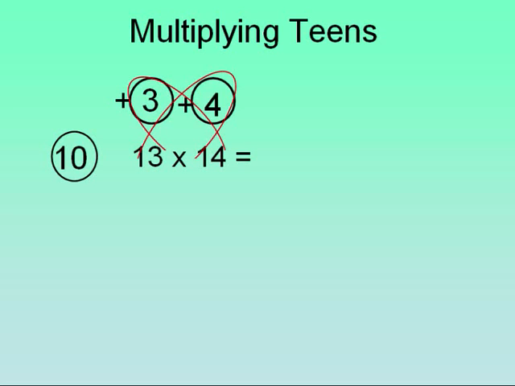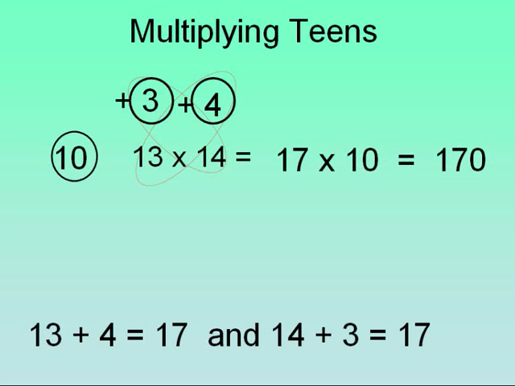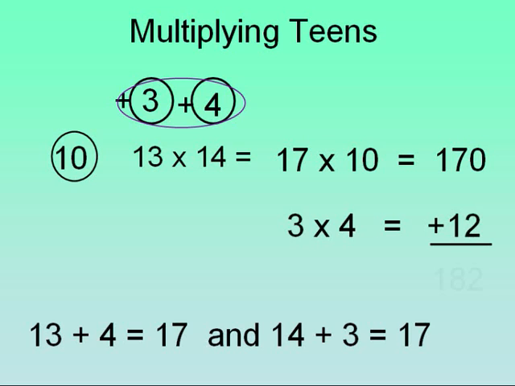We add on the diagonal. 13 plus 4 gives us 17, and 14 plus 3 gives us 17. We now multiply that 17 by the reference number, which gives us 170, and now we multiply the two numbers in circles together, which is 3 by 4, gives us 12, which gives us 182.